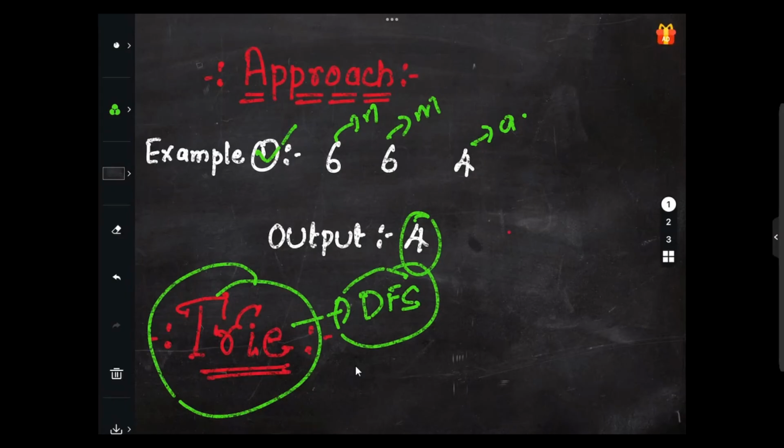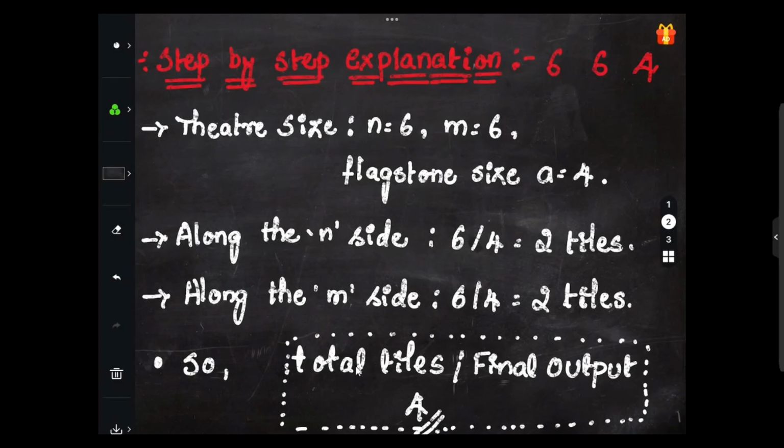You can solve this one using other approaches as well. But you'll understand the problem clearly if you make use of the trie for this particular problem along with the DFS, right? That is the reason I went with the trie, to be frank. So here we have been given n and m as 6, a as 4, and the output that we need to get here is 4. The approach that we'll be going with is mainly a trie along with the DFS, right? So let's move on with the step-by-step explanation.